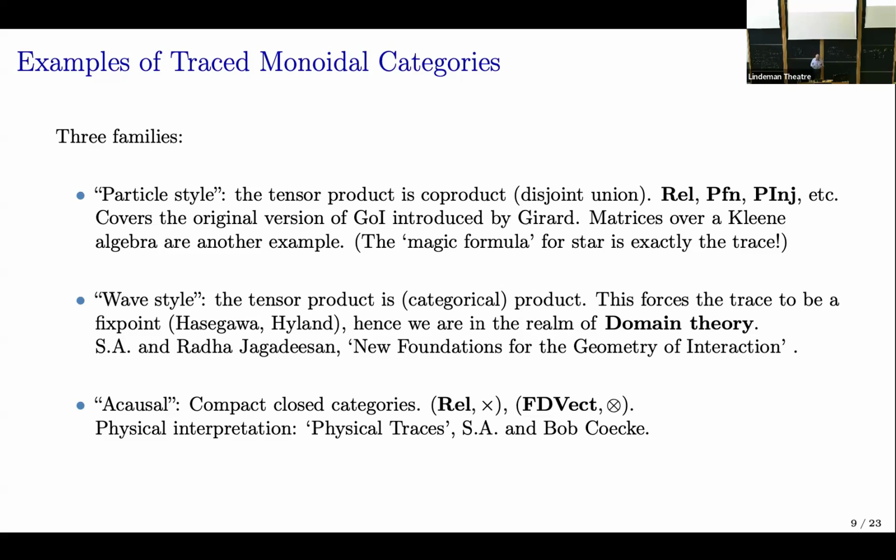Whereas the final examples are things that are compact closed categories to start off with, like the category of relations or finite dimensional vector spaces. And those are acausal, but they're still traced. You can always, given a compact closed category, extract a trace from it. And this, incidentally, led to my first paper with Bob, who I think is here, which was on physical traces and was the first step on the path towards categorical quantum mechanics.